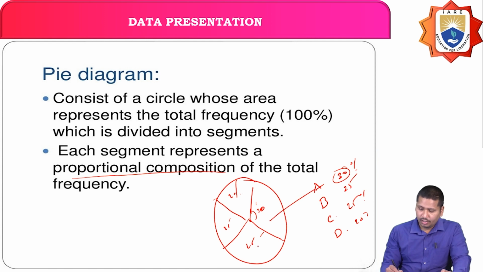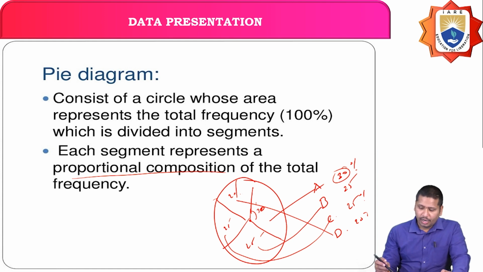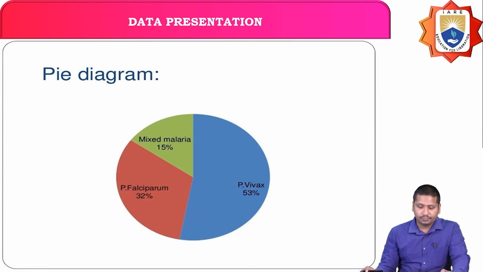And this is for A, and this is B, and this is C, and this is D. So here the pie diagram means the area of the circle is divided into different segments, and each segment represents a proportional composition of the data. Let's see this here. 53% of people suffer from this, seeing this pie diagram, and 32% and 15%.